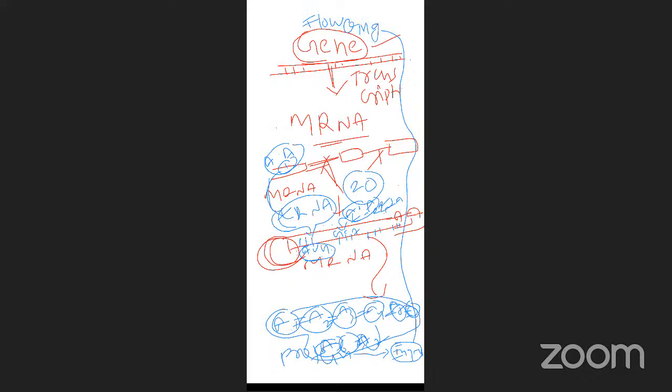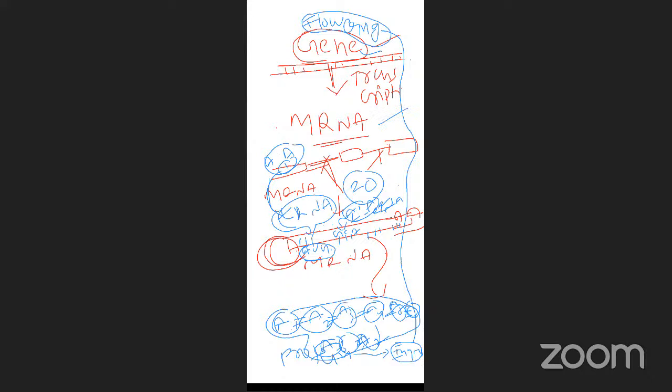Flowering substrate is present initially. The flowering gene is also present, yes. But this gene is not active until it is time to produce the flower. When the time is reached to produce the flower, these aspects are completed one by one.